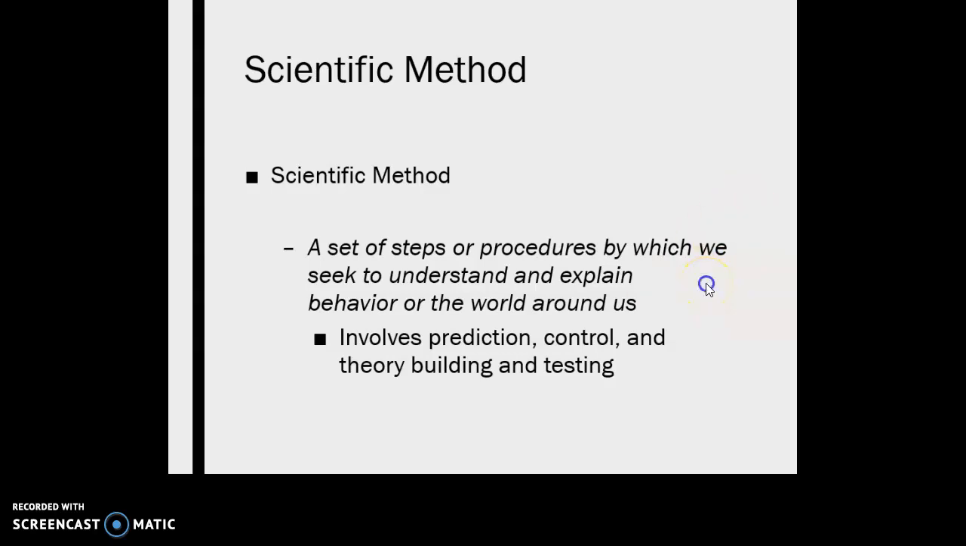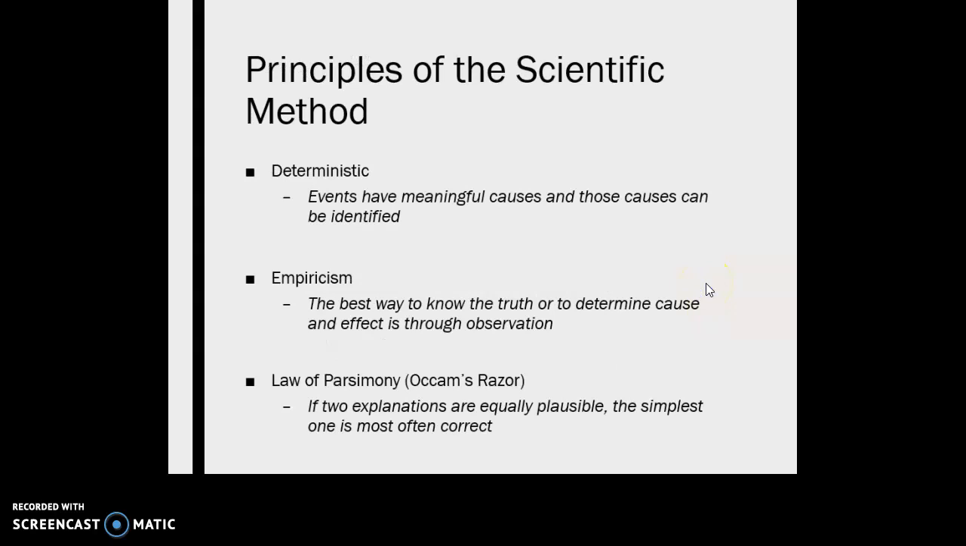Okay, so first let's talk about the principles of the scientific method. The scientific method is deterministic, or is based in determinism. And this is the idea that events have meaningful causes, that the world or the universe is kind of an orderly place, that events have meaningful causes, and those causes can be identified using the proper methodology.